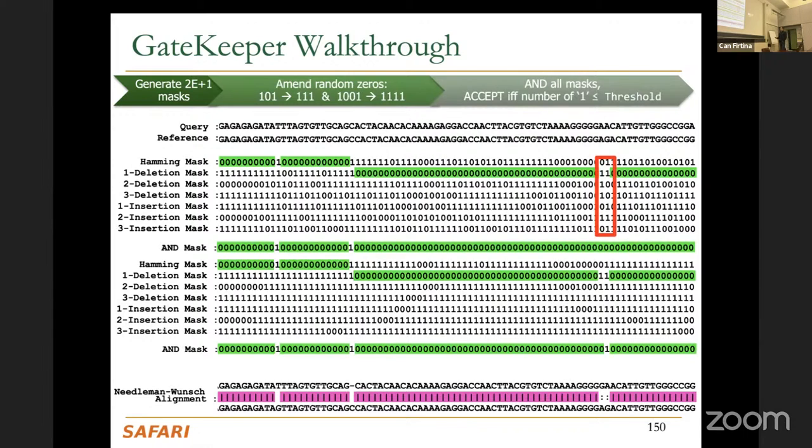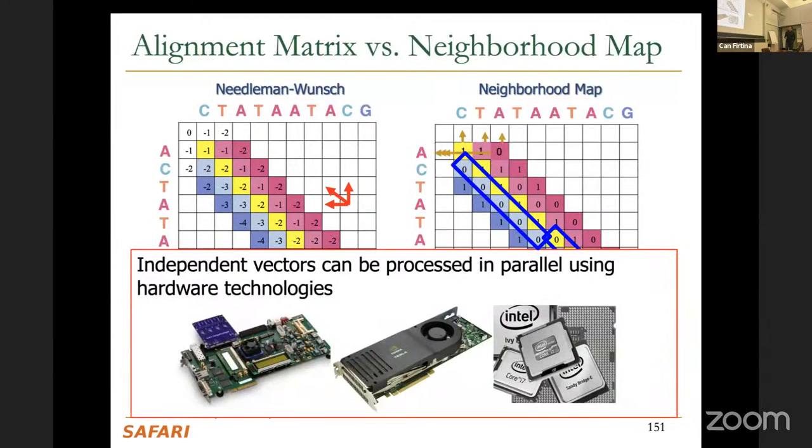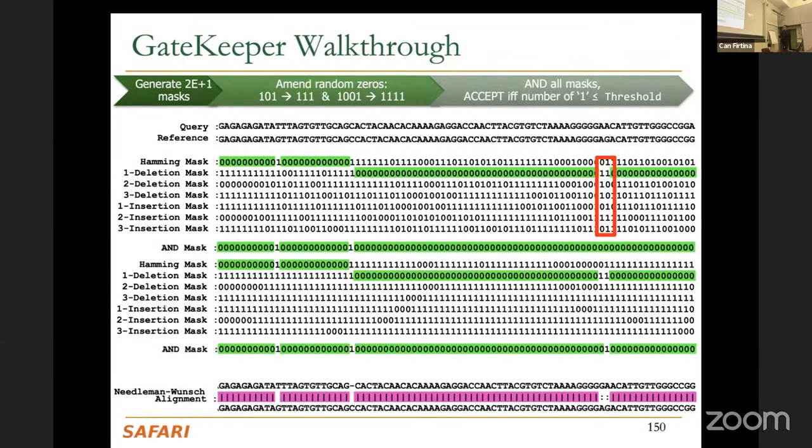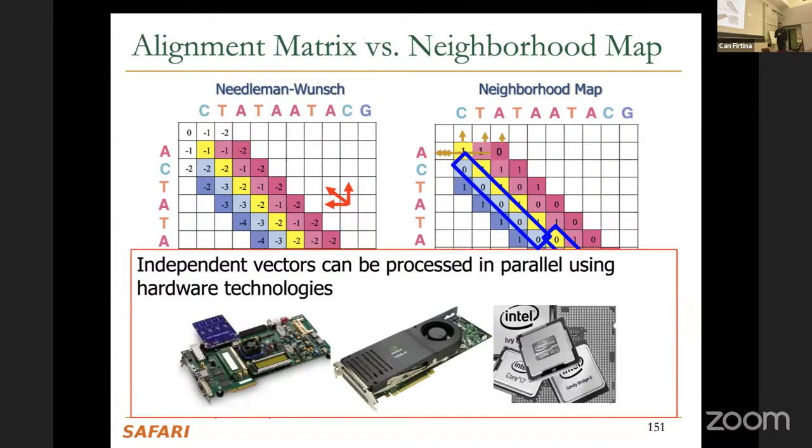And then basically you figure out the edit operations. When you compare it to the optimal alignment using the DP approach, you observe that the information you get is almost identical to the DP approach. So it's a pretty good estimation of the edits between sequences without using this dynamic programming approach. And since all of these masks can be computed and compared independently, you can achieve high parallelism here.